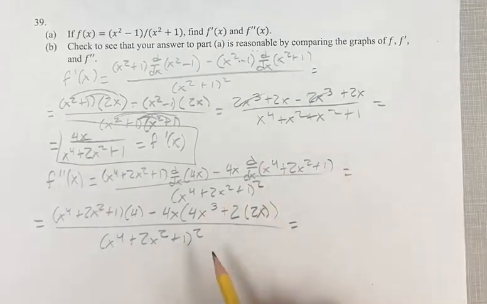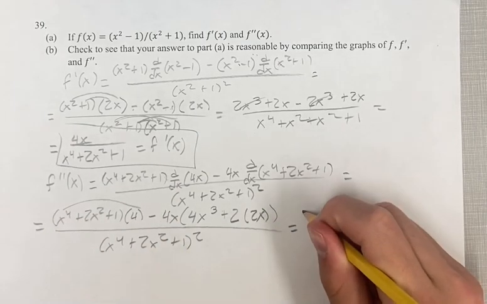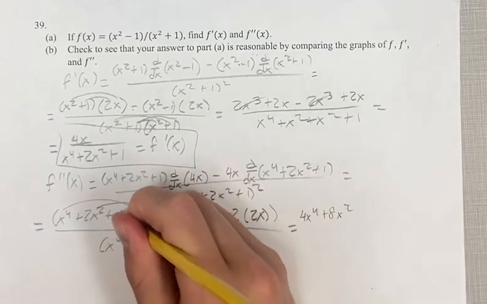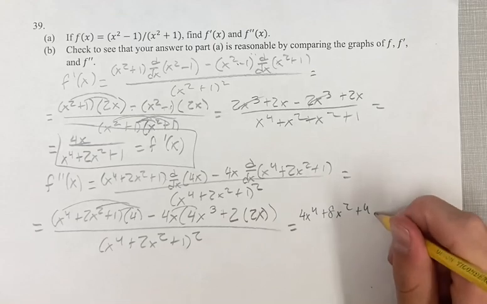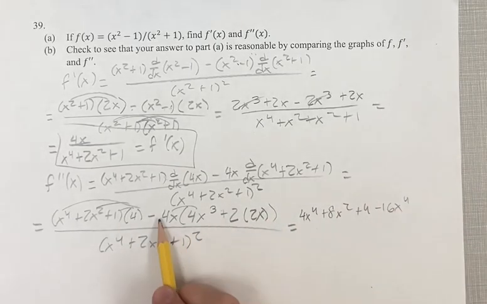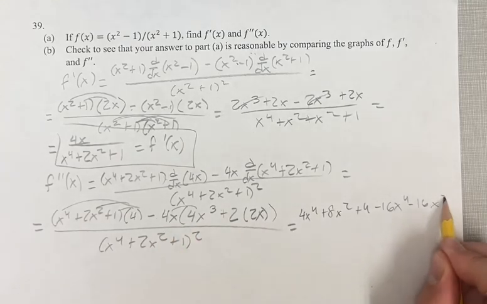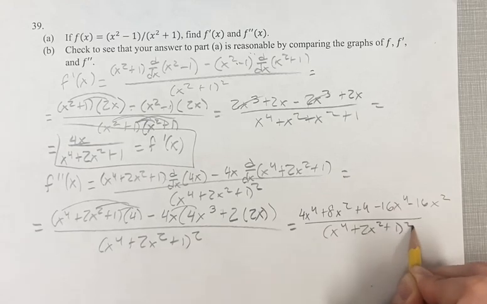And here, distributing on top, we have 4x to the 4th plus 8x squared plus 4, minus 4 times 4 is minus 16, x times x cubed is x to the 4th, minus 4 times 4 is minus 16, or minus 4 times 2, however you want to think about it, and x times x is x squared over x to the 4th plus 2x squared plus 1 squared.